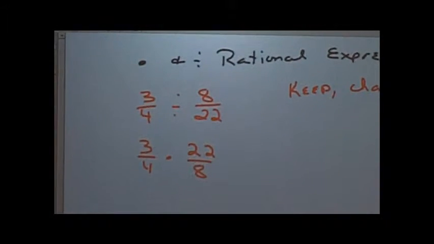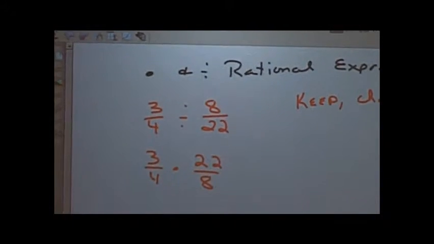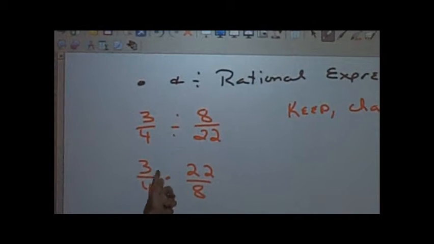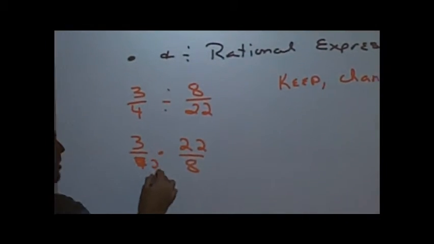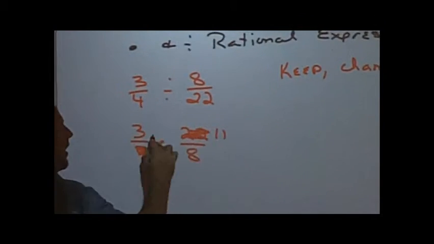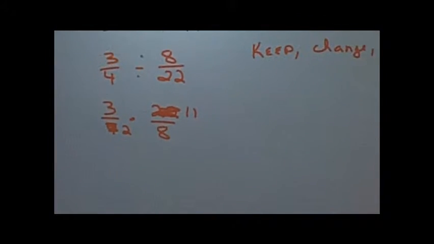Keep, change, flip. Okay, remember that. And then we multiply, so if I would reduce here, I'd take a 2 out of both. So a 2 would make this into an 11, and my final answer would be 33/16, and you reduce that to the smallest form. Keep, change, flip. Remember that, Jordan?